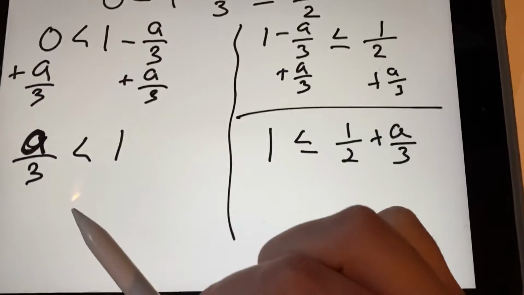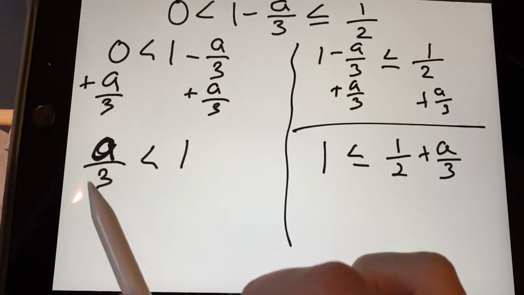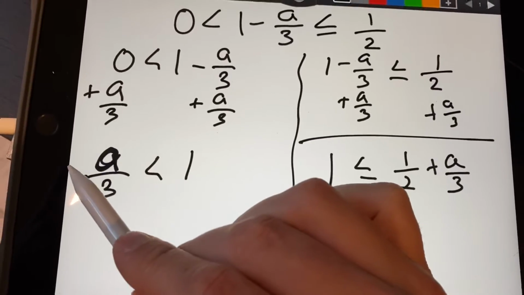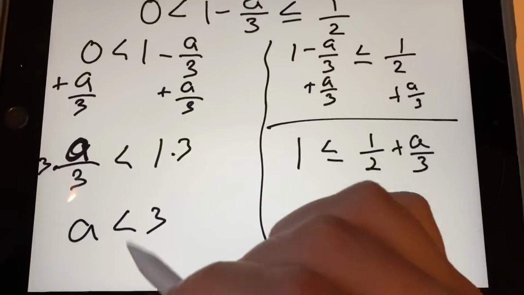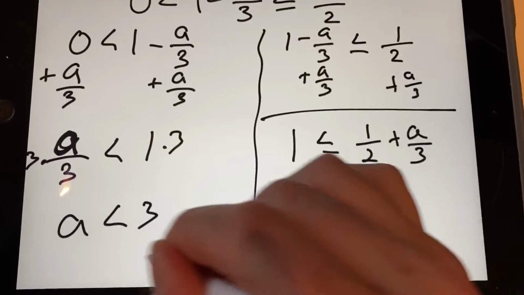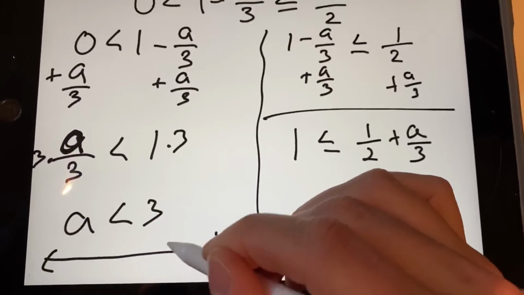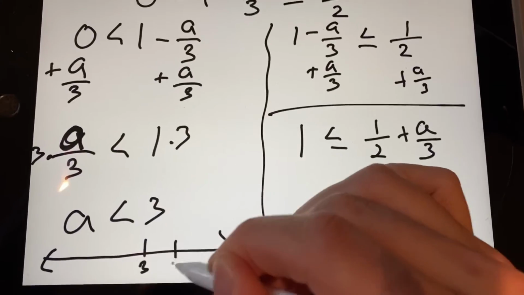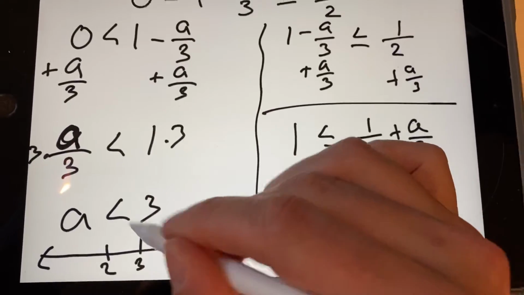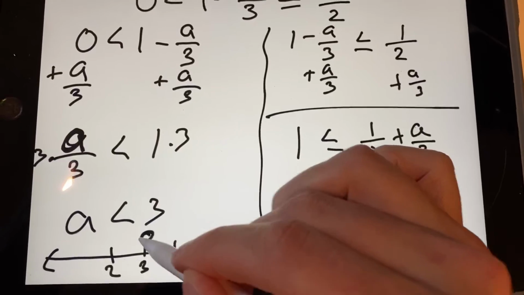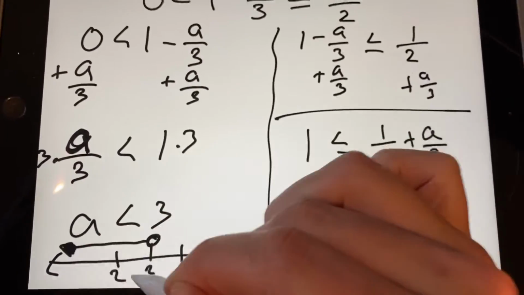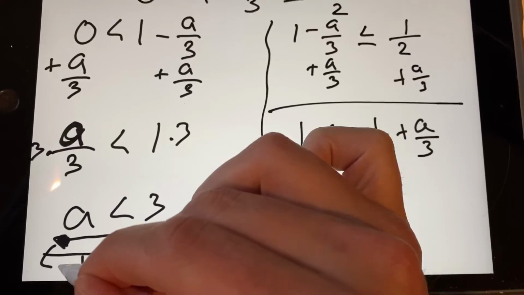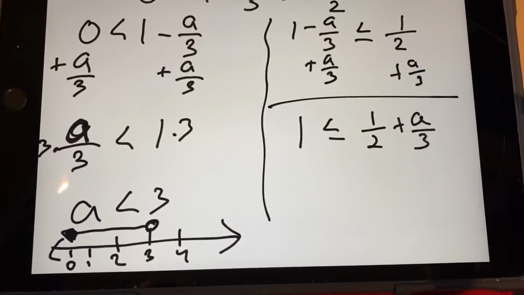Okay, now on the left-hand side, this one's easy. We have a division, so we have to do the opposite, which is multiply. So we get A is less than 3, which, by the way, if we want to show it on a number line, we have 3 here, 4, 2, no equal sign, so we have an open circle, and less than would be to the left, going towards smaller numbers. 2 is smaller, 1 is smaller, 0 is smaller, etc.